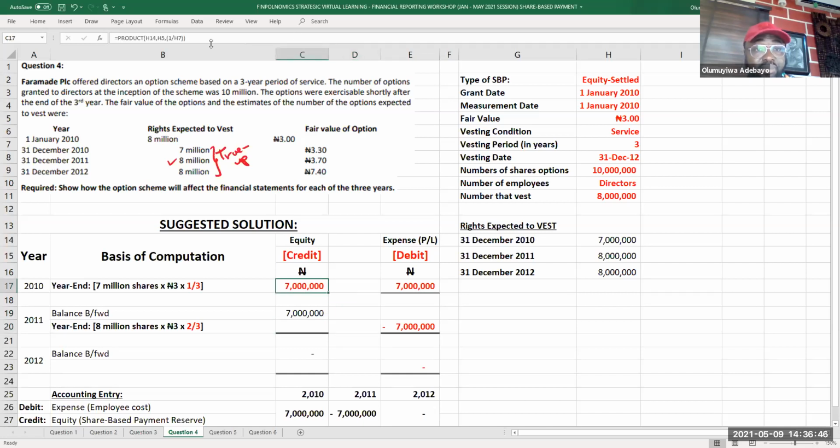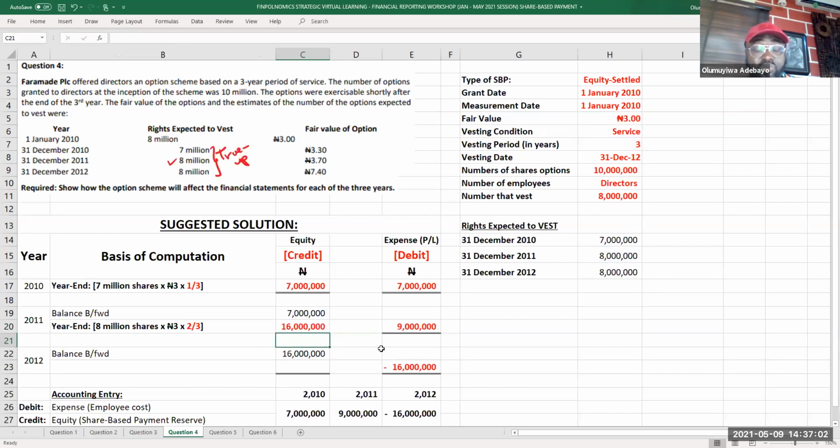And therefore, I copy my formula and bring it back here. The product now in this case is 8 million. The fair value remains the same, but now it is the 2nd year. And that gives me 60 million. Now, incrementally, the expense is now 9 million. And that's why we have 9 million in the 2nd year.